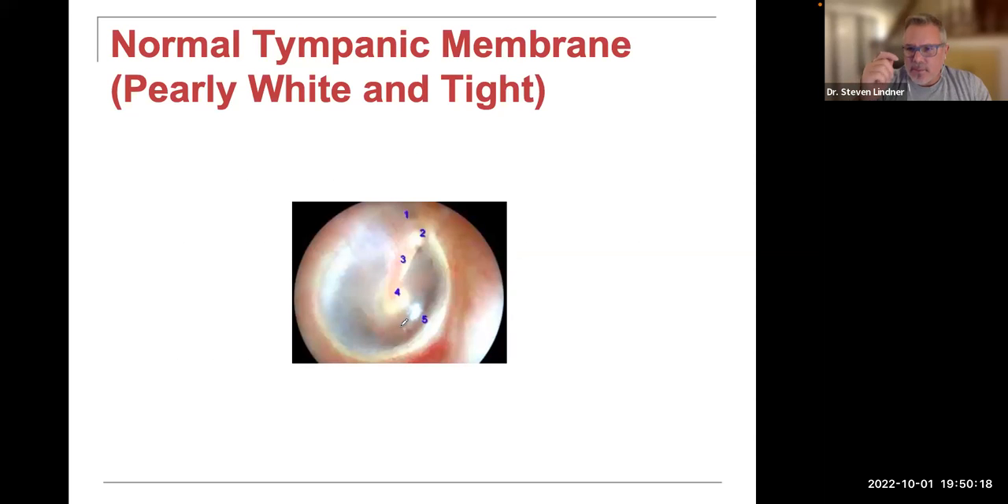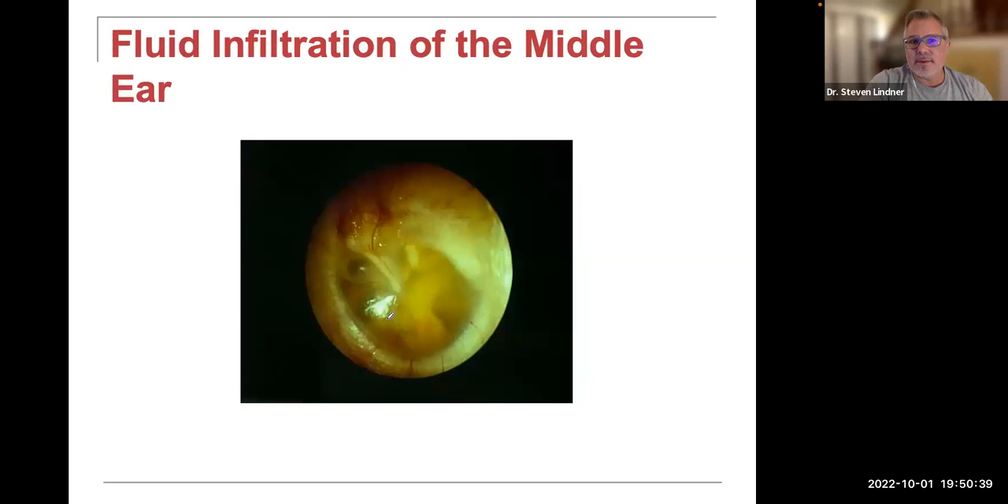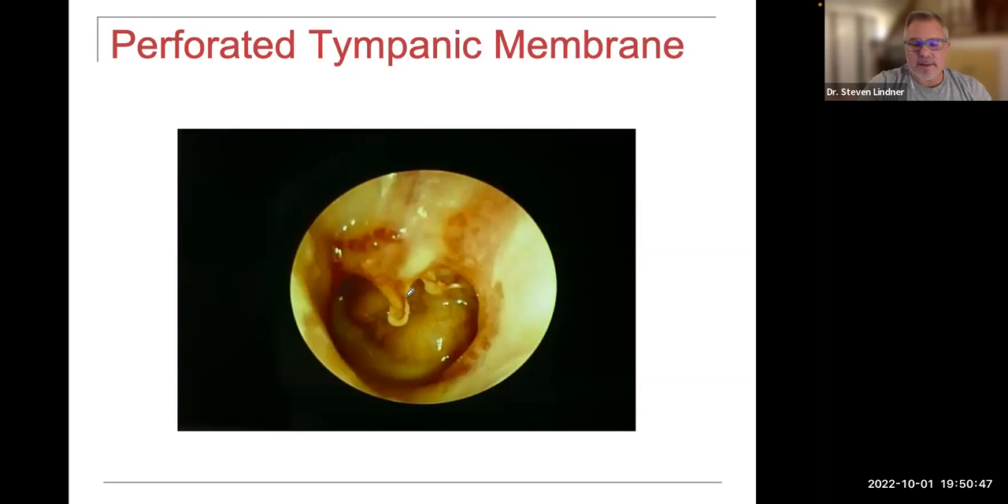So here's what we see if we take an otoscope, right? It's kind of like a fundoscope, what we use to look in the eye, but you change the tip and put in an otoscope. This should look nice and pearly and white and tight. Now, when I look in and I see this, that is an inflamed red tympanic membrane. This is fluid infiltration, fluid inside the middle ear. And this is when someone pokes a Q-tip in and they go too far and they perforate the tympanic membrane.